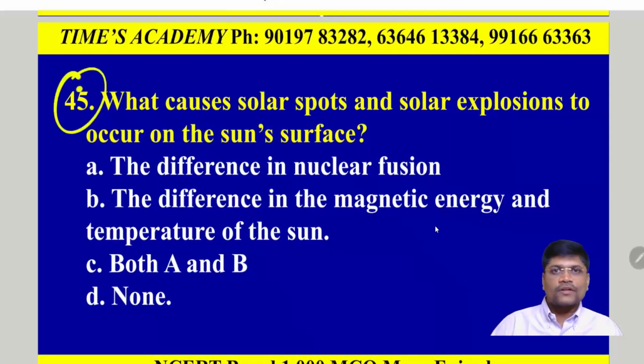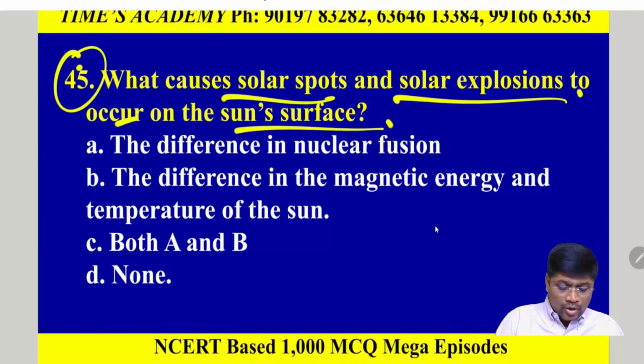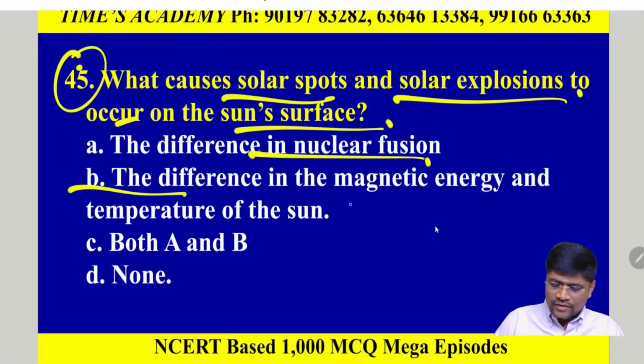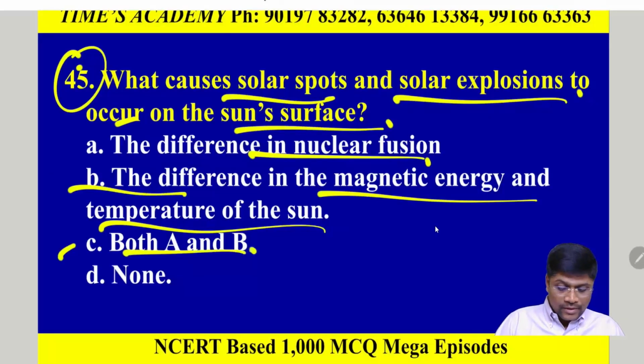Question number 45. What causes sunspots and solar explosions to occur on the sun's surface? Option A says the difference in the nuclear fusion reaction. Option B says the difference in the magnetic energy and temperature of the sun. Option C says both A and B, and D none.